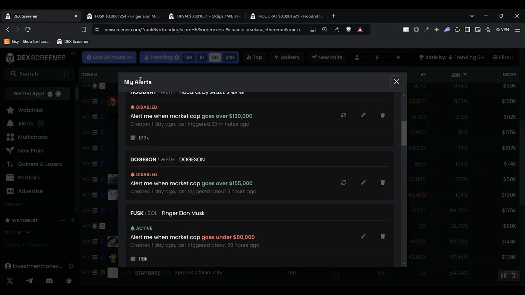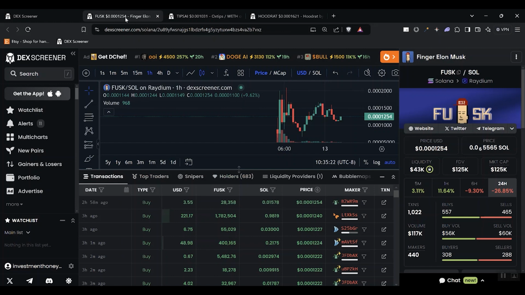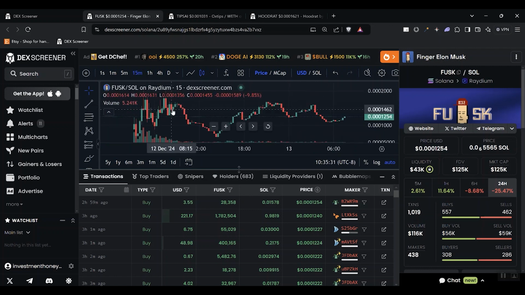Okay, so for Finger Elon Musk. This was at 118 when we saw this yesterday. You can see my note here. Looking at this right now, this is what the chart looks like. If we want to go out a little bit more to see more details in the chart, we can go to the 15-minute instead of the 1 hour. We can see what's going on here.